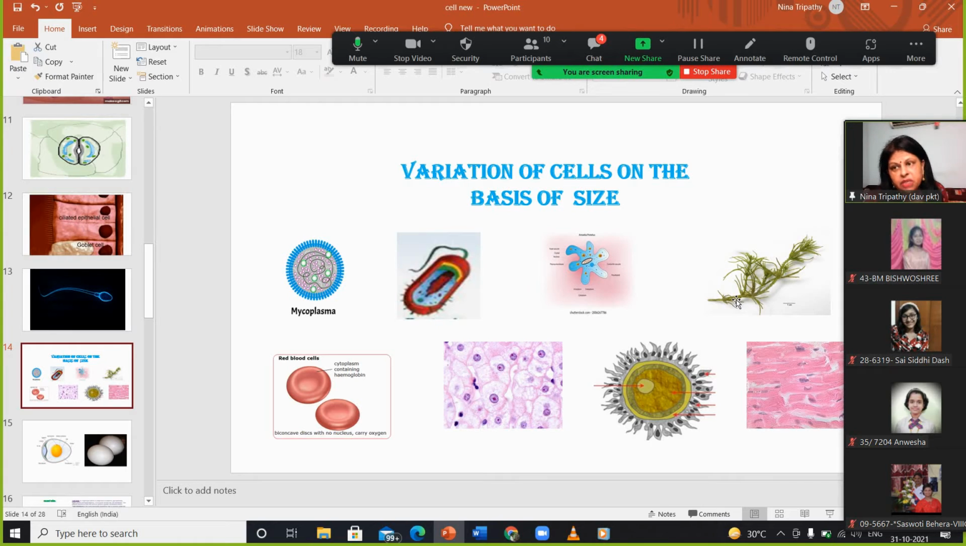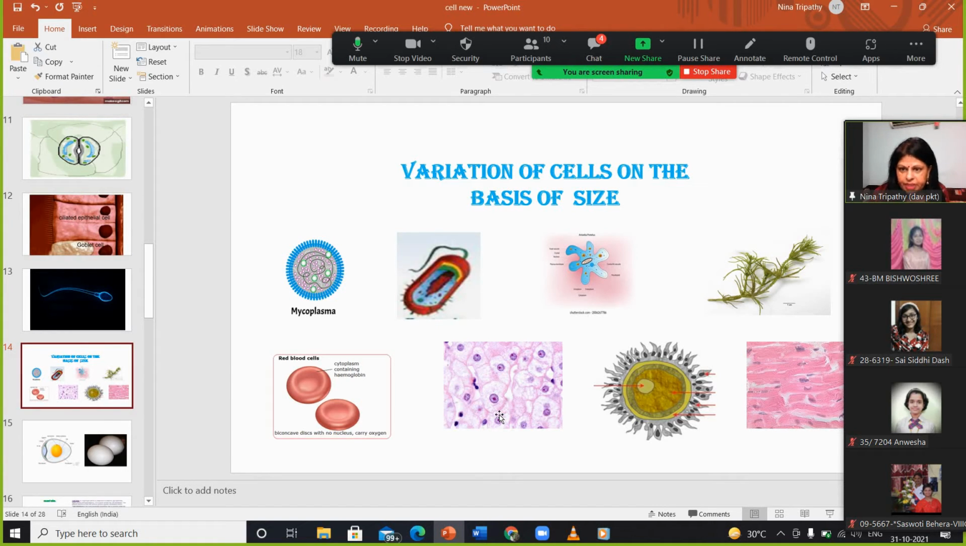Acetabularia is unicellular, Chara is multicellular. Each internodal cell is 10 centimeters. And this one is the RBC. This is the muscle cell. This is the liver and kidney cells. And this one is the ovum. This is a single cell. And next one is the muscle cells. Okay. The sizes I have given you.